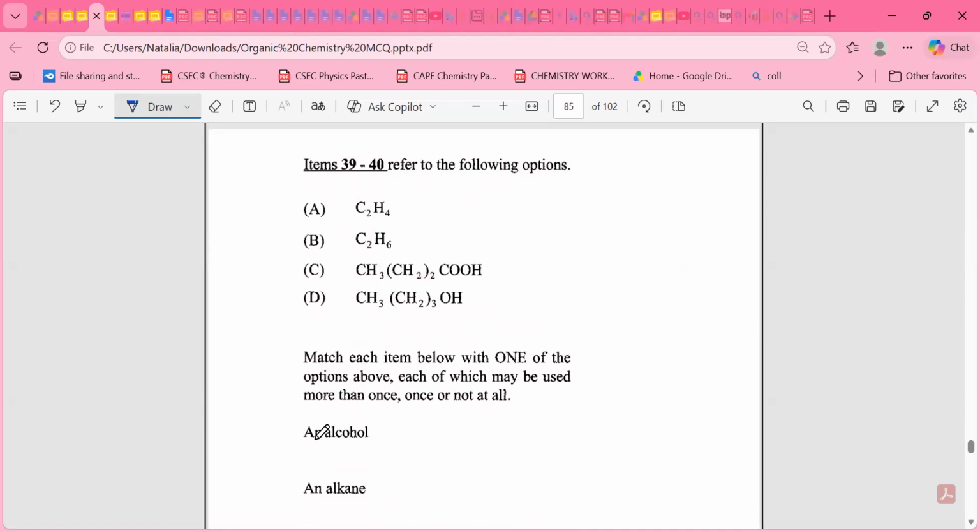Ethene, ethane, butanoic acid, 1-butanol. Match each item below with one option above. Alcohol. Which one is the alcohol? The one with just the OH. E. D. Alkane. B.